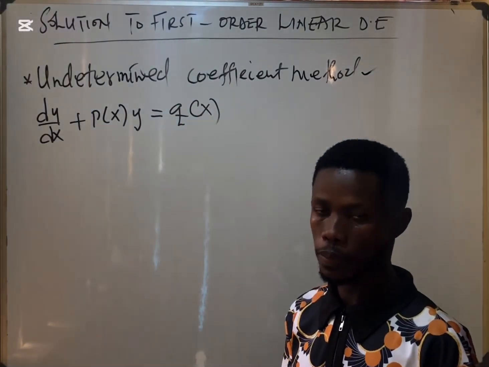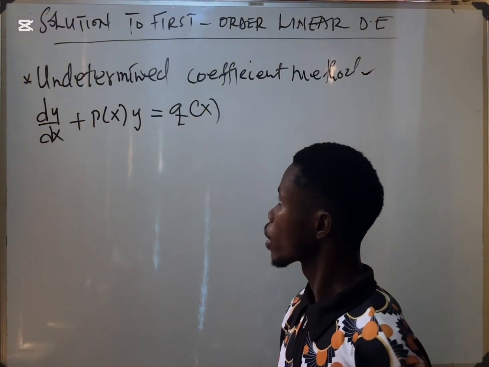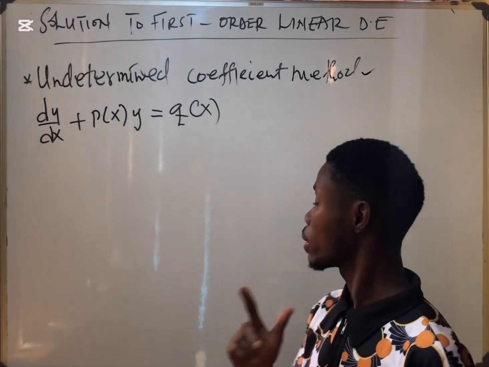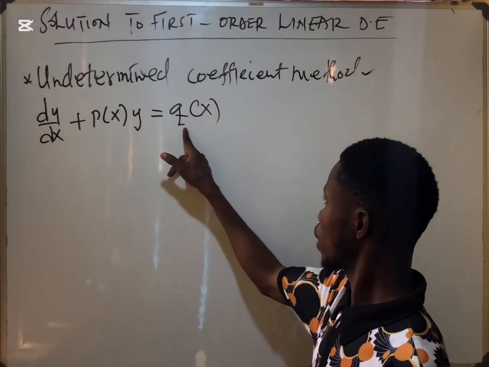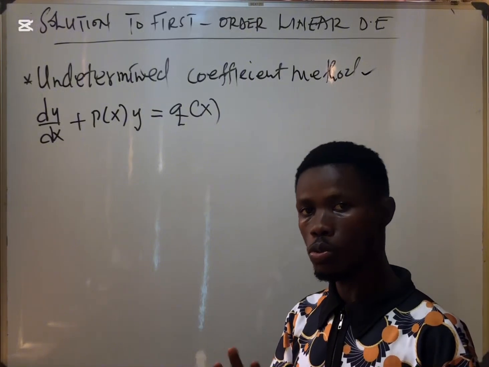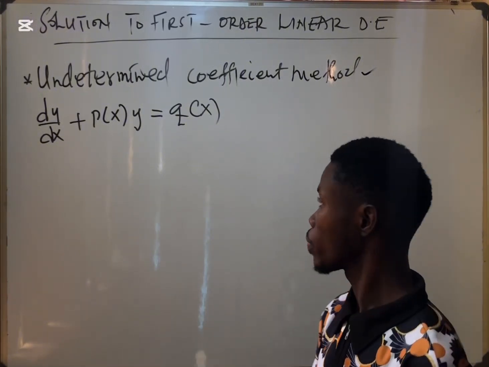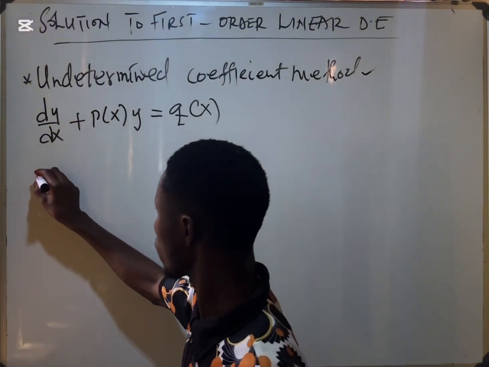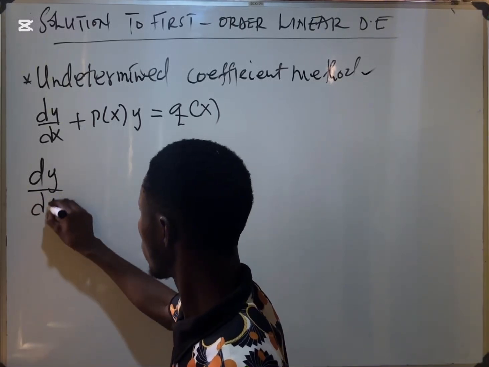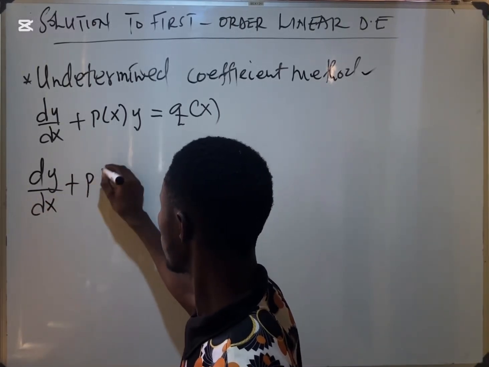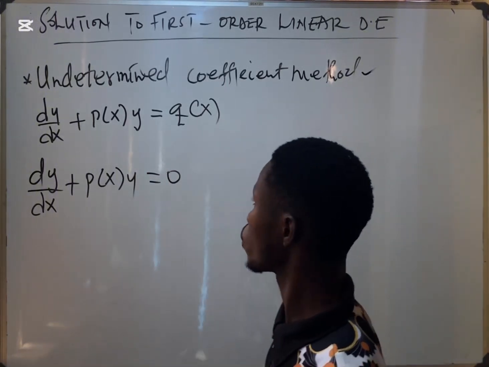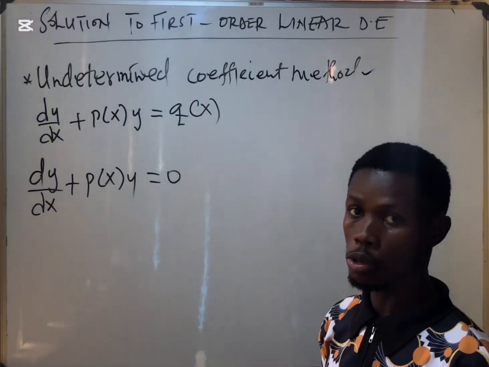Is that okay? Now, when it comes to the method of undetermined coefficients, what happens is that first, you send the whole equation to homogeneous. Meaning that I'm going to have dy/dx plus p of x y equals 0. So that's when k of x is equal to 0.